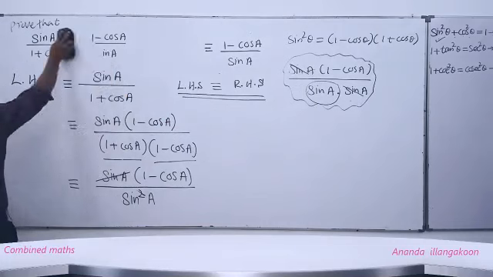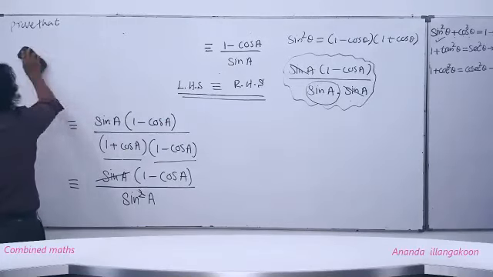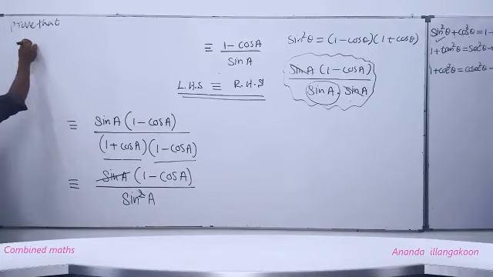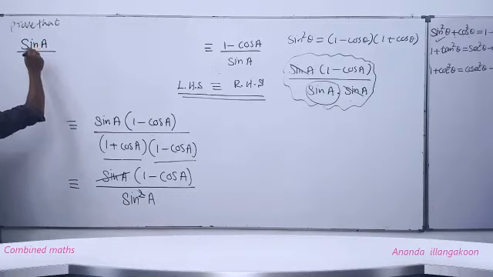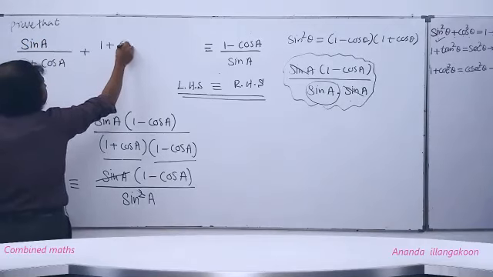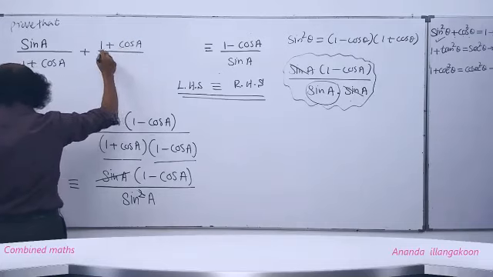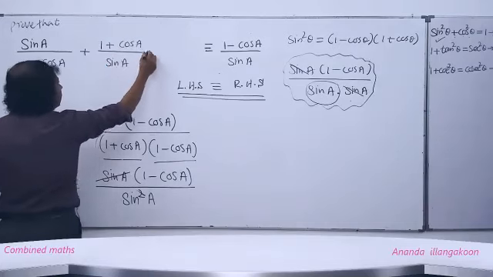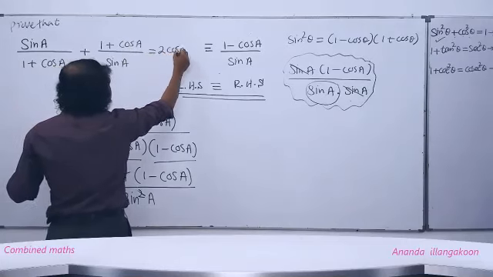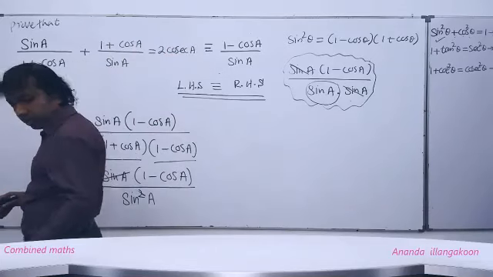We'll come to the next question. Prove that sine A divided by 1 plus cos A, plus 1 plus cos A divided by sine A, is equal to 2 cosec A. That's the question.